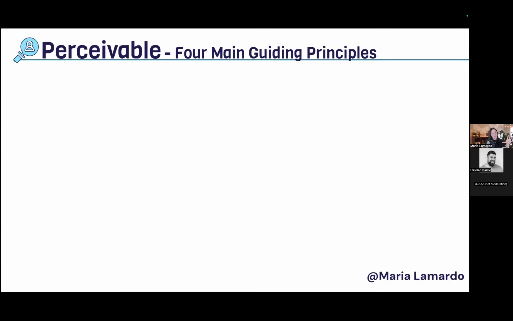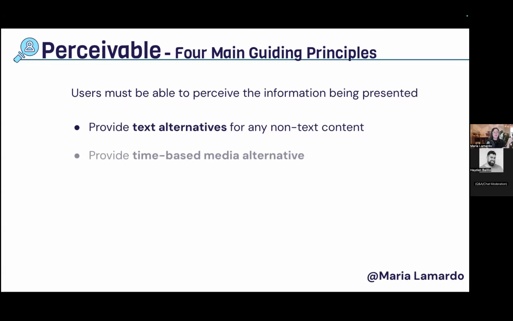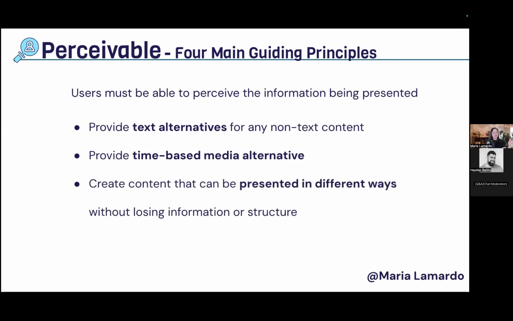So for that first category of perceivable, meaning that you don't make something invisible to all the senses. This includes things like providing alternative text for any non-text content or time-based media, creating content that can be presented in different ways without losing information or structure, and also making it really easy for users to see and hear your content.